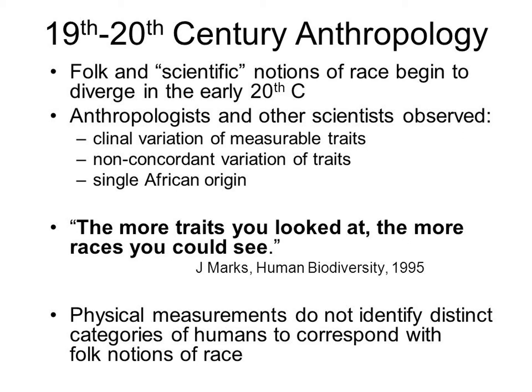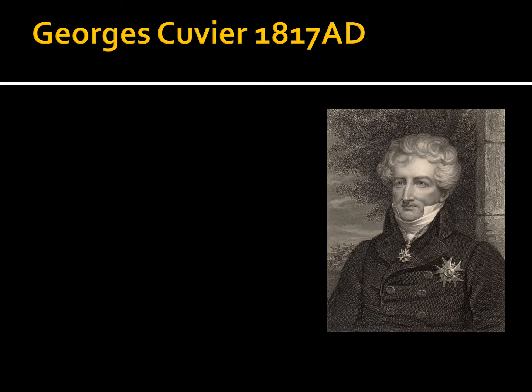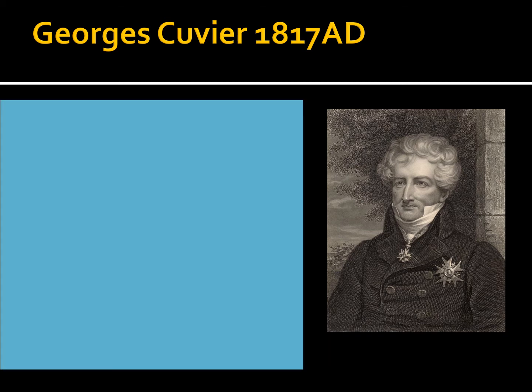So if we take a quote from a famous bioanthropologist named Jonathan Marks, he says the more traits that you look at, the more races you could see. And what he's really noting is that there's such a huge wide variation in our species with all of these different traits that you could create all sorts of different classification systems depending on what traits you're looking at. So physical measurements themselves do not identify distinct categories of humans to correspond with this folk notion of race. So let's continue talking about some of these early social scientists that have written on human race.